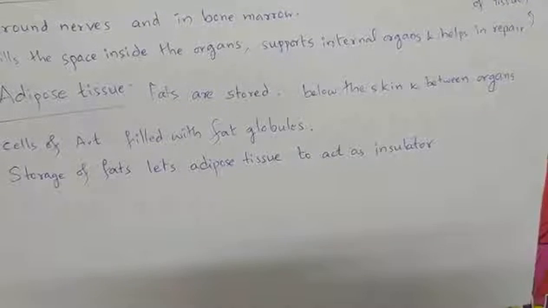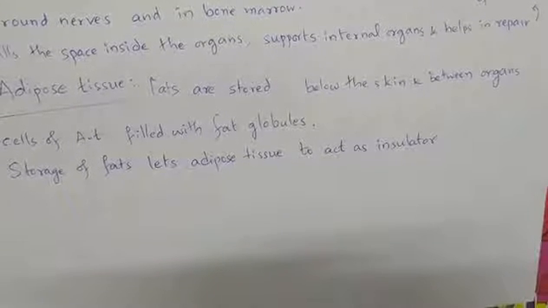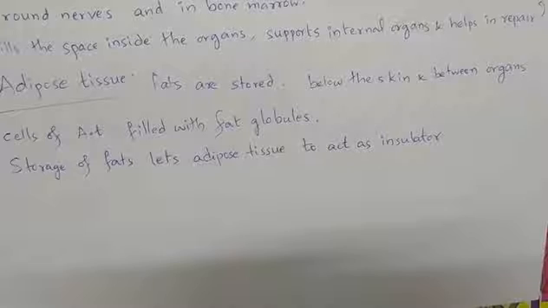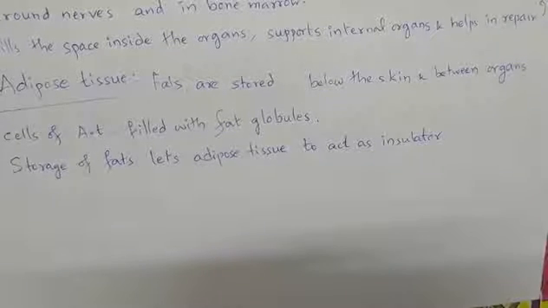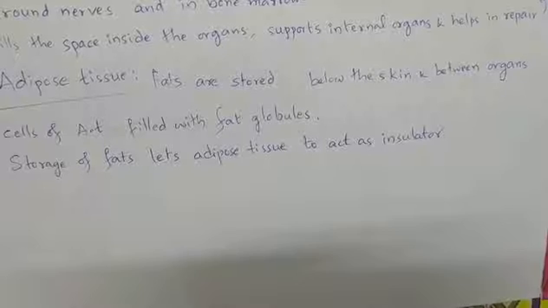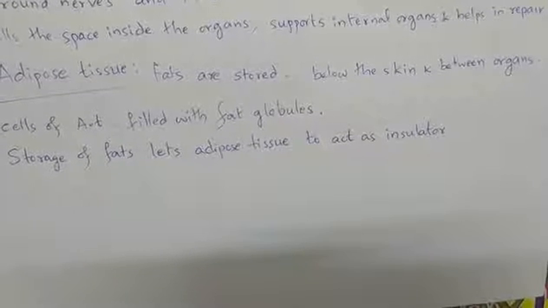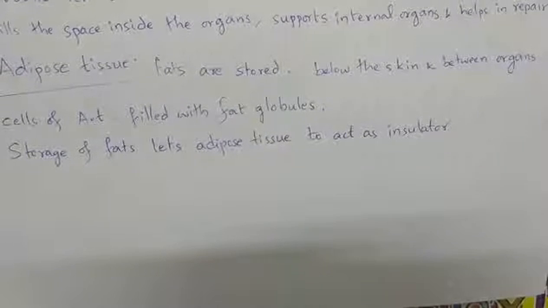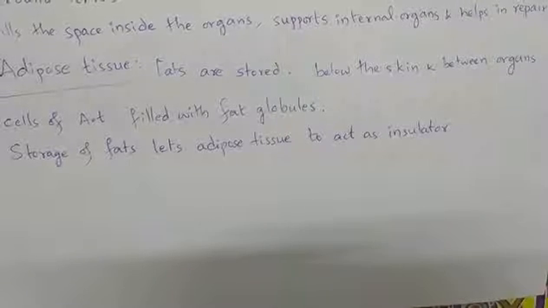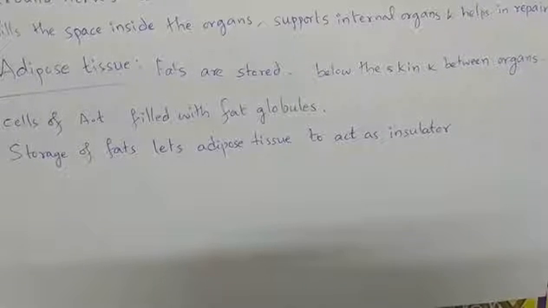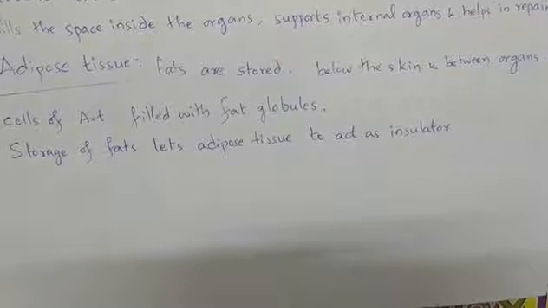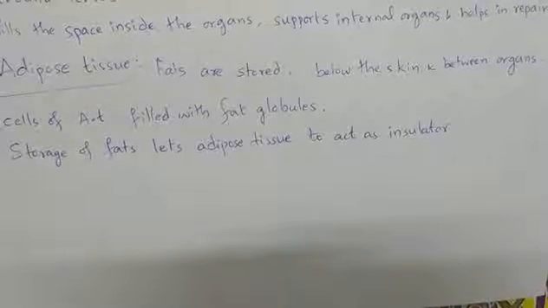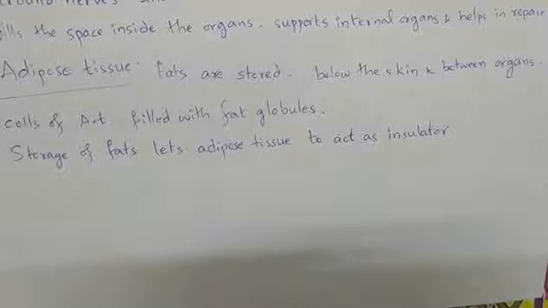Adipose tissue. In adipose tissue, fats are stored. Adipose tissue is present below the skin and between organs. The cells of adipose tissue are filled with fat globules. As fat does not allow heat to escape, the storage of fats makes the adipose tissue act as an insulator, so that especially during the winter, the inner heat from the body of the animal will not escape from the body of the animal.